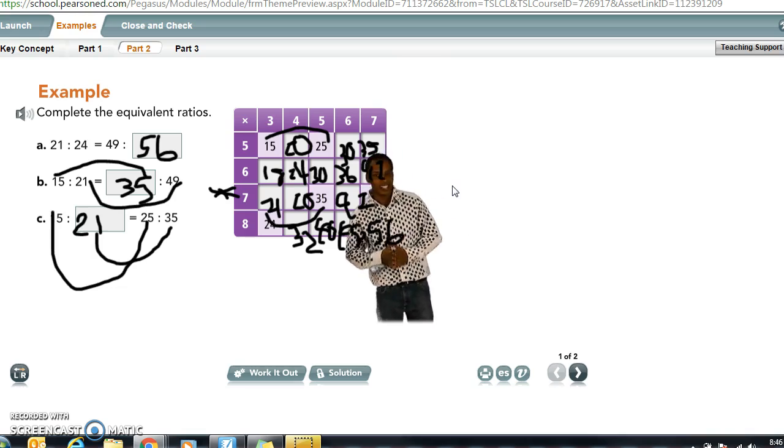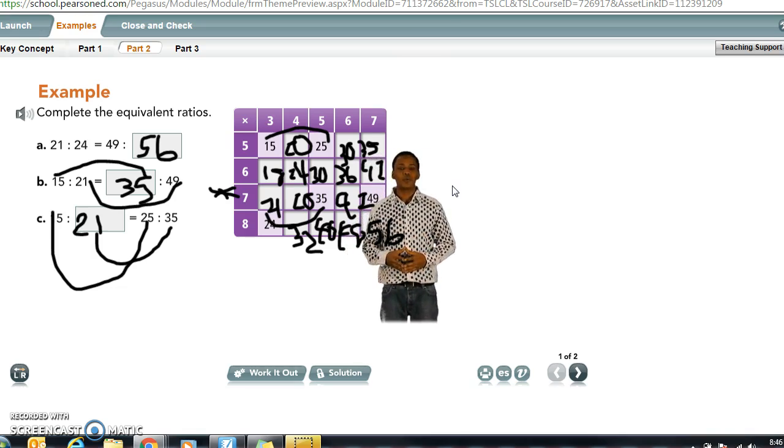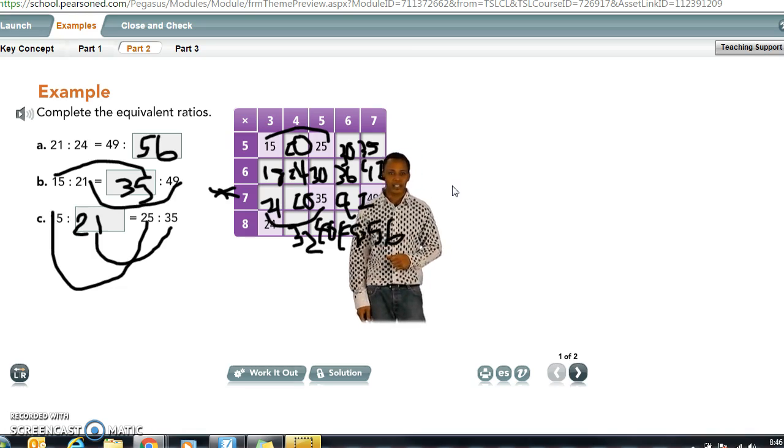You don't have to fill in the entire multiplication table to find the pattern. Equivalent ratios are found in certain positions in the multiplication table. So you just need to figure out the correct spots.